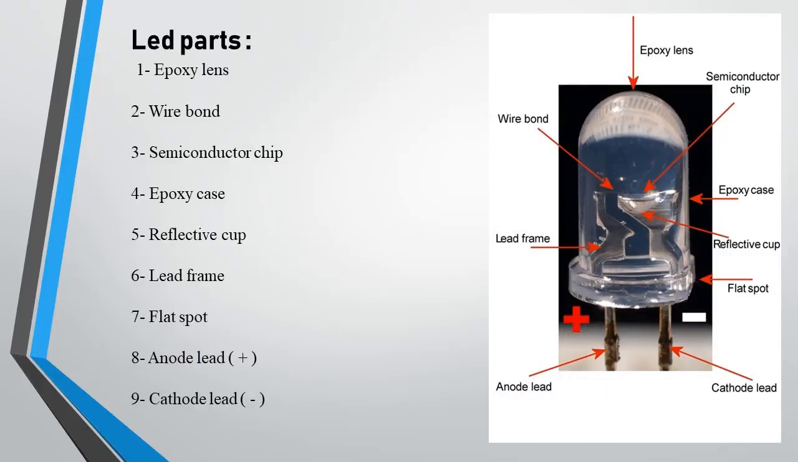LED parts. In this figure, we will show LED parts: epoxy lens, wire bond, semiconductor chip, epoxy case, reflected cup, LED frame, flat spot, anode LED, and cathode LED.